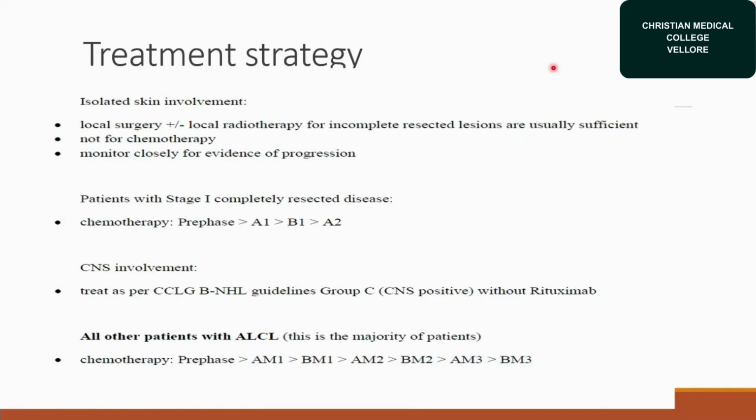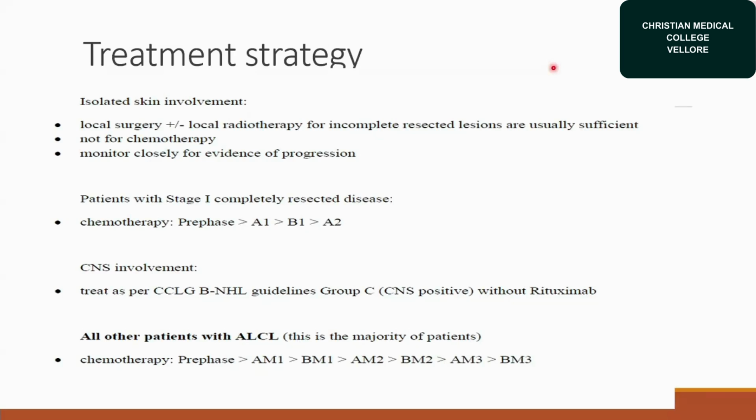If it is an extensive plaque which is not amenable to excision, some people offer local therapy. And with stage 1 completely resected disease, we offer only cytoreduction. The prephase is often not required here. We give 3 cycles of chemo, and that is the end of treatment. All patients with CNS involvement get treated similar to what we saw for stage 4 B lymphomas, except that we do not add rituximab here, because rituximab is a monoclonal antibody against CD20, which is seen in B lymphomas but not in ALCL.